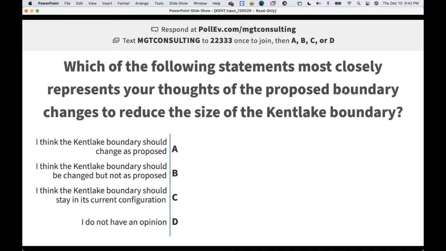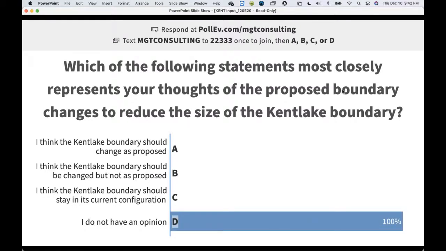Which of the following statements most closely represents your thoughts of the proposed boundary changes to reduce the size of the Kentlake boundary? Text A, if you think the Kentlake boundary should change as proposed. Text B, if you think the Kentlake boundary should be changed, but not as proposed. Text C, if you think the Kentlake boundary should stay in its current configuration, or text D if you do not have an opinion.